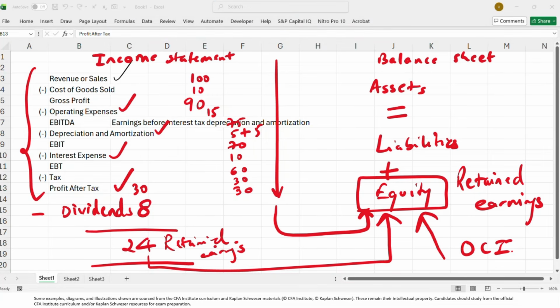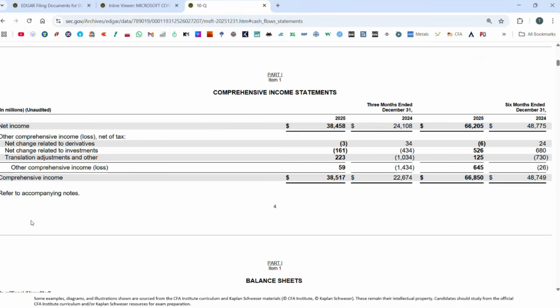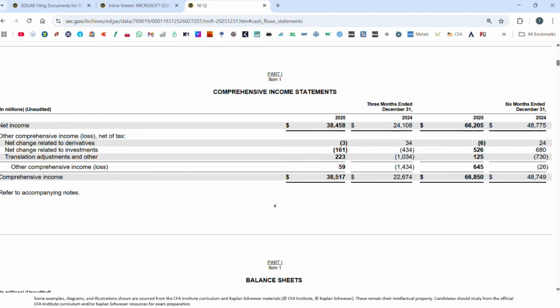So I think that is the difference, and which is why we have a statement which helps you reconcile what is changing. So they are saying that, okay, your net income was 38,458, but then there were certain adjustments, other comprehensive income, and this other comprehensive income reduced or increased your comprehensive income. So the term which includes comprehensive or other comprehensive income in it is called the other comprehensive income, and it will include all these 4 transactions.